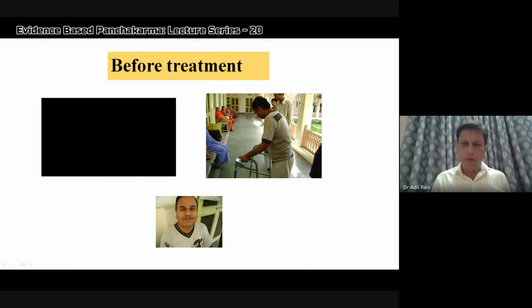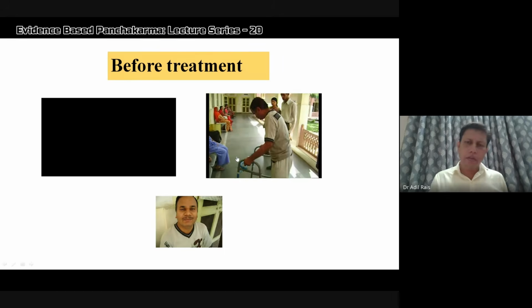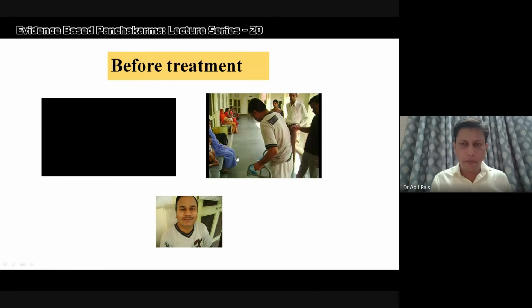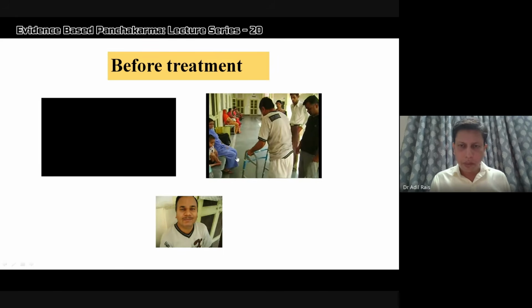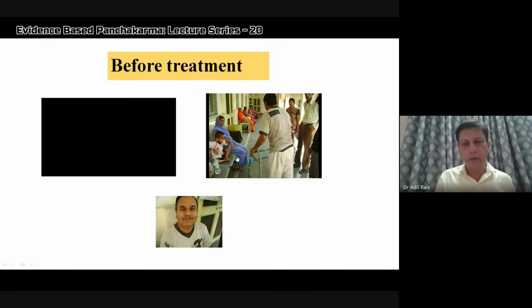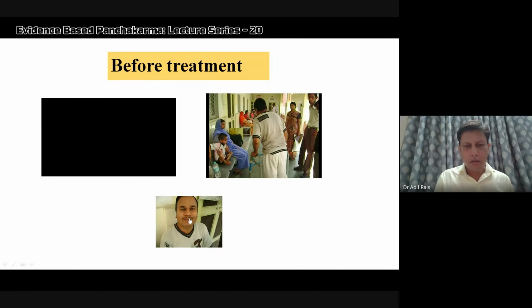This is before the treatment, the same day. He is able to walk only with the help of this particular walker. Now you can notice his speech also. He has to take extra effort to speak.